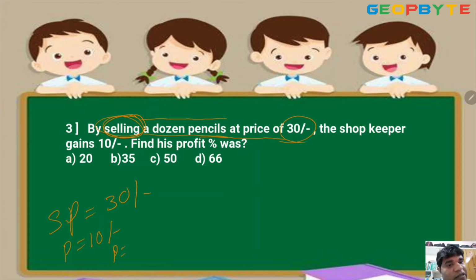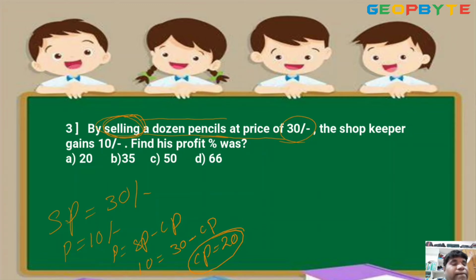Profit means what? The logic is selling price minus cost price. Profit 10, selling price 30 minus cost price, so cost price is equal to 20. Directly we know, but as logic I will prove it. The cost price is 20 rupees.